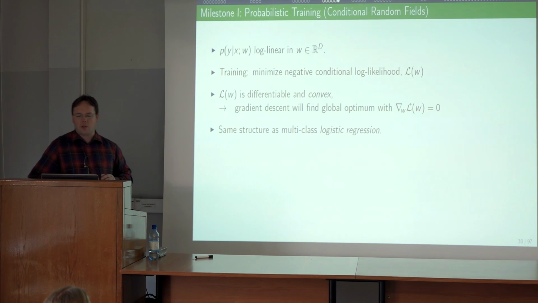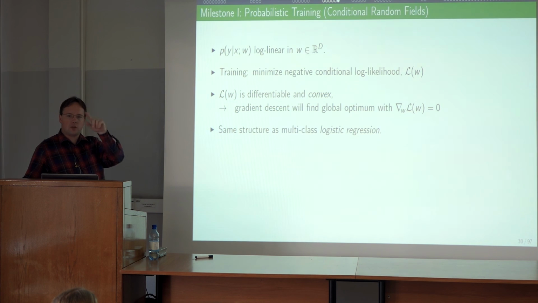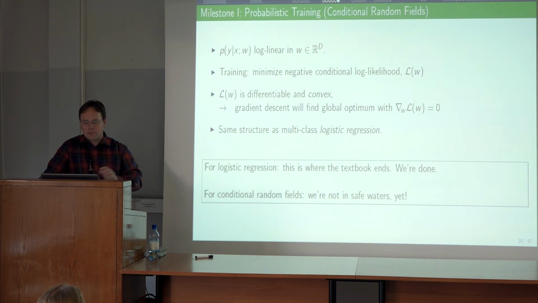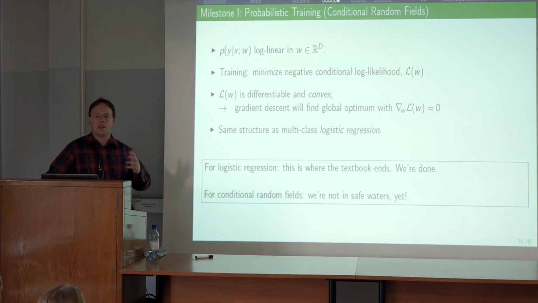Okay, so that's the summary of probabilistic conditional random field training part 1. We have a log linear function with this linear term plus the logarithm of a sum of exponentials of something. Minimizing that numerically is actually a feasible task in principle. It's a differentiable function. It's a convex function. Gradient descent will find the global optimum. And in fact, it's the same structure as in logistic regression, which you find in every textbook of pattern recognition. In fact, if you were in logistic regression, this is where the textbook ends. It would say, do it numerically. That's it. For conditional random fields, we're not completely finished.